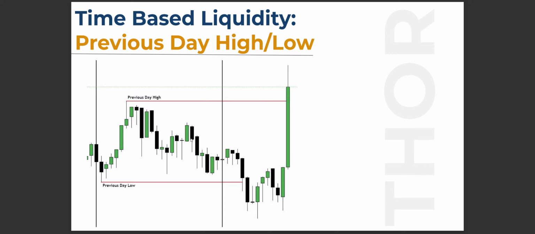Again, in a range bound market, you would expect one side of the market getting raided. Once it completes the raid, we would wait for either structure shift or displacement or something like that to target the opposite side of the market, which is buy side in this case, previous day high, and it rallies after the sell side liquidity is taken out.